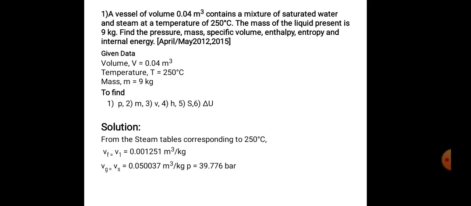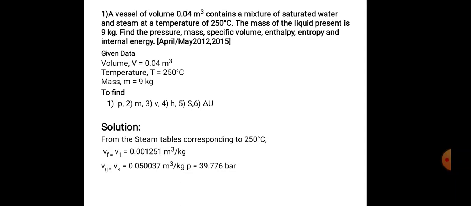First of all, we read the problem once again, and after that we take the given data. The volume, capital V, is equal to 0.04 meter cube, the temperature is 250 degrees centigrade, and the mass m is equal to 9 kg. They are asking for the pressure, the mass, the specific volume, that is small v, then enthalpy, entropy and internal energy.